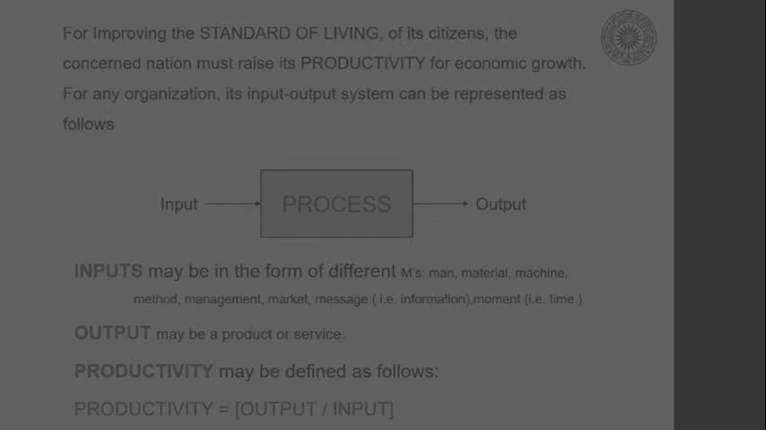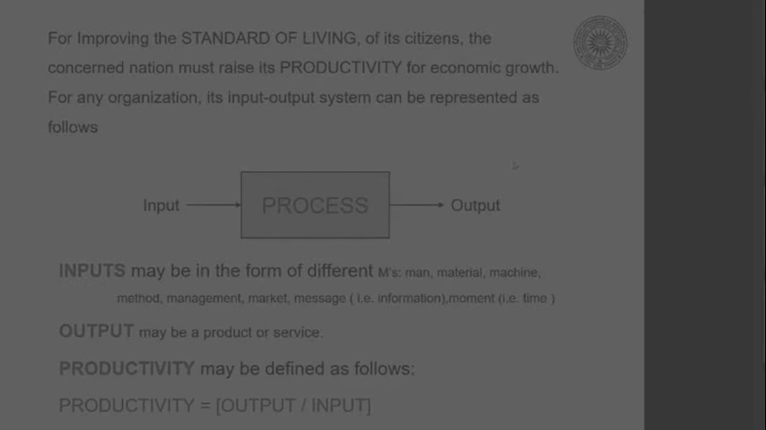So in any organization, we put the input in a process and we get certain output. These inputs may be in the form of 5 M's, that is men, material, machine, methods, market, management, message, and so on. So we don't say only 5 M. There are many M's and other terms as input, out of which the five are important, which we have discussed yesterday. So output we get in the form of service or in the form of the product.